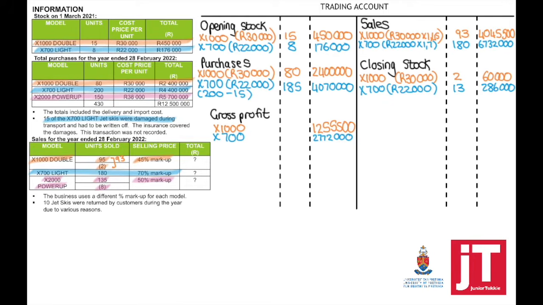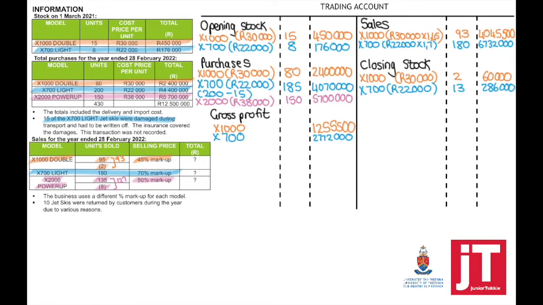If we look at the next model, I have X2000 power up. There was no opening stock. Purchases 150. And then we've got sales: 135 were sold, but 8 of those items were returned by customers due to various reasons.